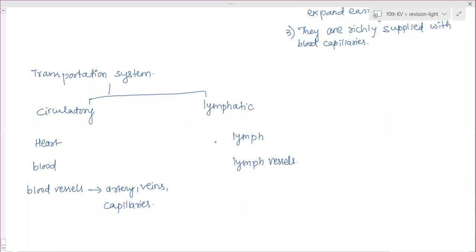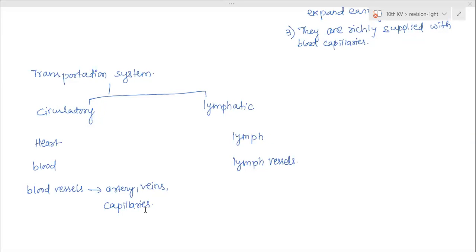Arteries carry blood away from the heart, veins carry blood towards the heart, and capillaries are the junction between arteries and veins, where the exchange of gases takes place. The exchange of substances takes place, not only gases.